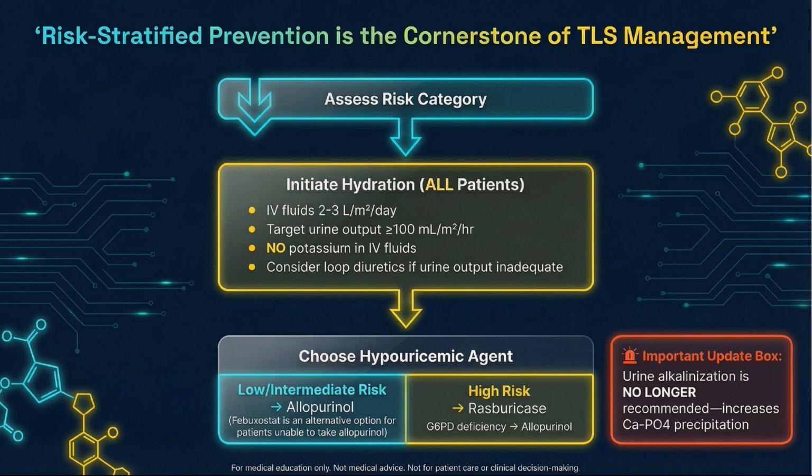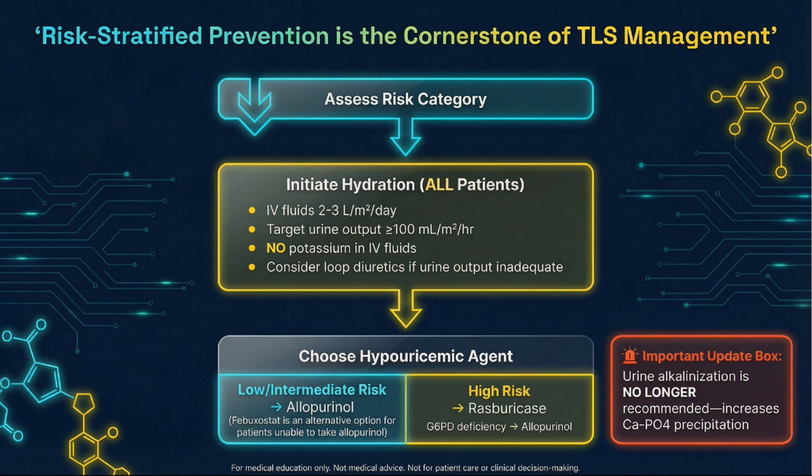First, for any patient starting chemotherapy, you must assess their TLS risk category, as we just discussed. Second, for all patients deemed to be at risk, you must initiate hydration. This typically involves intravenous fluids at a rate of 2 to 3 liters per meter squared per day. The goal is to maintain a robust urine output of at least 100 milliliters per meter squared per hour. It is absolutely critical that there is NO potassium in these fluids. If urine output is inadequate despite hydration, loop diuretics may be considered.